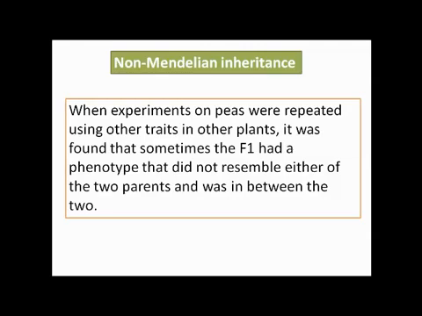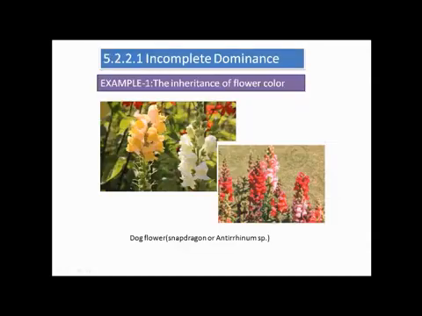given through this experiment. When experiments were repeated using other traits in other plants, it was found that sometimes the F1 had a phenotype that did not resemble either of the two parents and was in between the two. Such a cross was suggested to be incomplete dominance.